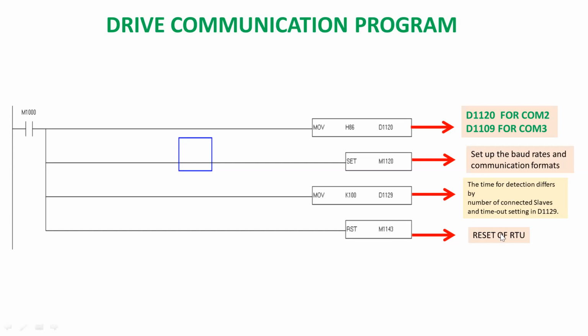This M1143 is for the RTU communication, but we have taken ASCII codes here. That's the reason we need to reset it. This will represent the RTU relevant, that's why we need to turn it off first of all. Okay, then only it is going to communicate over there, right? Same thing, all of this is going to represent the drive to PLC communications only. Okay, understood up to this point.